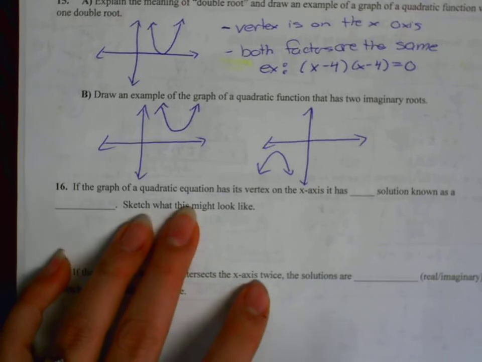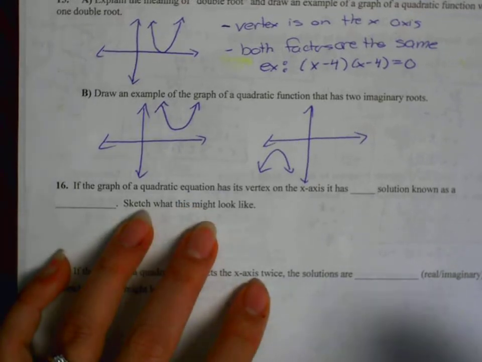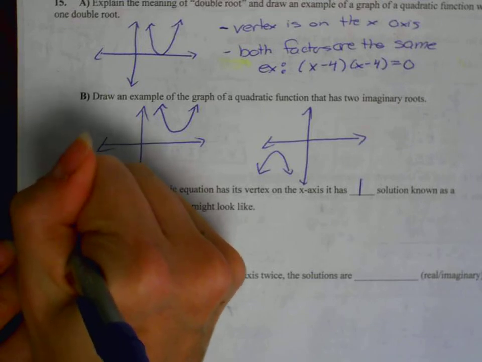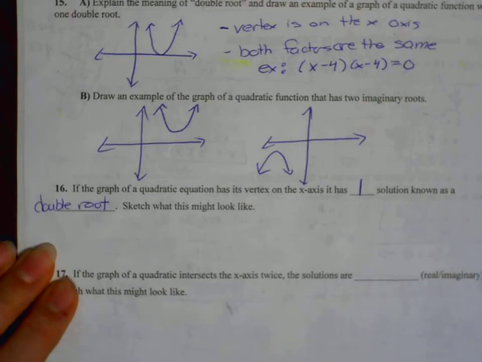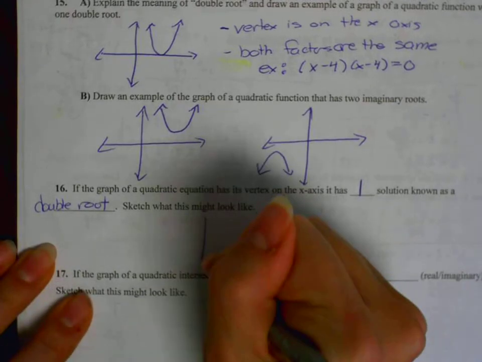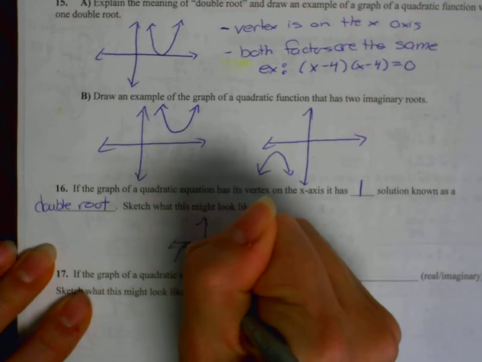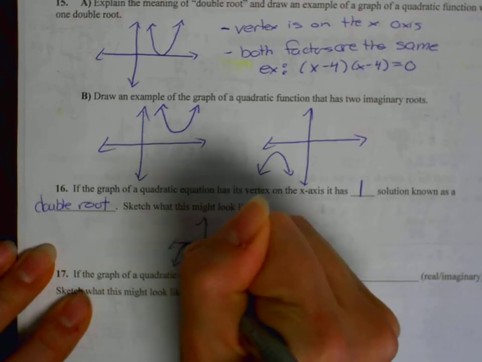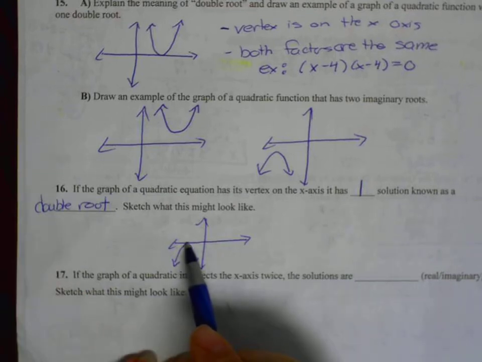So number 16, if the graph of a quadratic equation has its vertex on the x-axis, the solution is known as a double root. We just talked about this on number 15A. So again, this might look something like, let's draw one the other way this time. It could be going down, something like that, where that right there is the vertex. It's on the x-axis, and it only touches in that one spot.